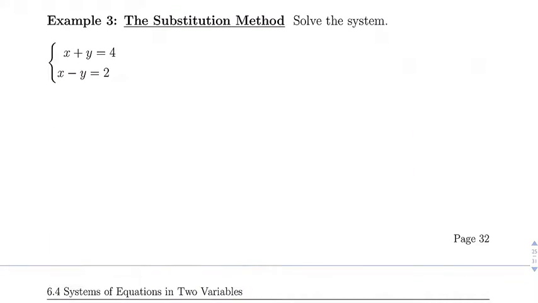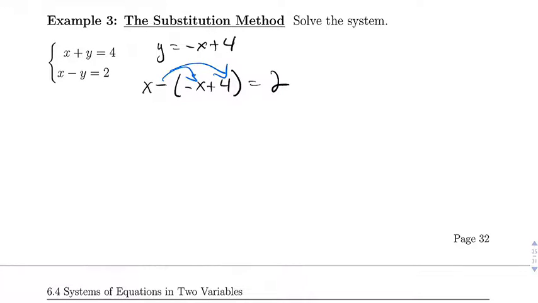So then in this example 3, we want to just solve the system. It says by the substitution method. So if we're going to do substitution, we solve for one variable in one equation, and then we plug it into the other. So like in the first one, if we solve for y, then y is going to be negative x plus 4. So then we take this and plug it into the other equation. So then we'll say x minus our y, which is negative x plus 4, equals 2. So then we can distribute our negative.